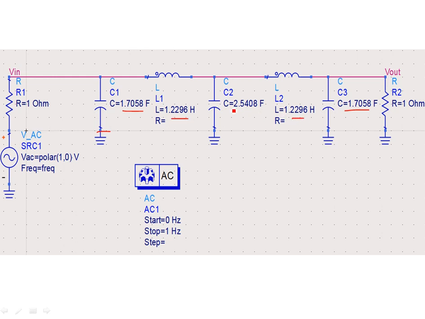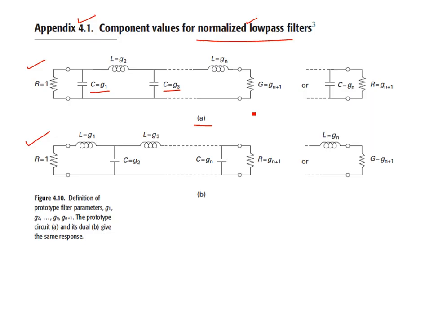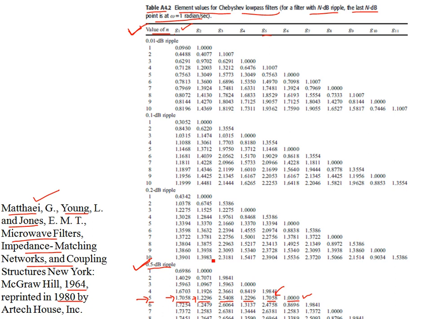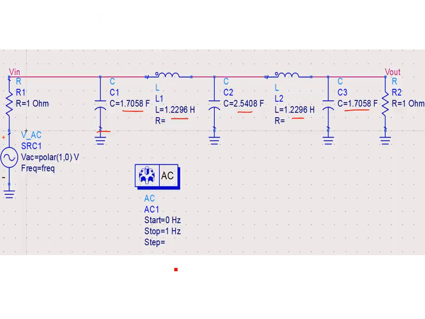Okay, and the middle shunt capacitor is about 2.5408 farads. These values are taken directly from the table, and they are going to guarantee a 0.5 dB ripple normalized low-pass filter response. Let's simulate this from 0 to 1 hertz with the normalized source and load resistances of 1 ohm.